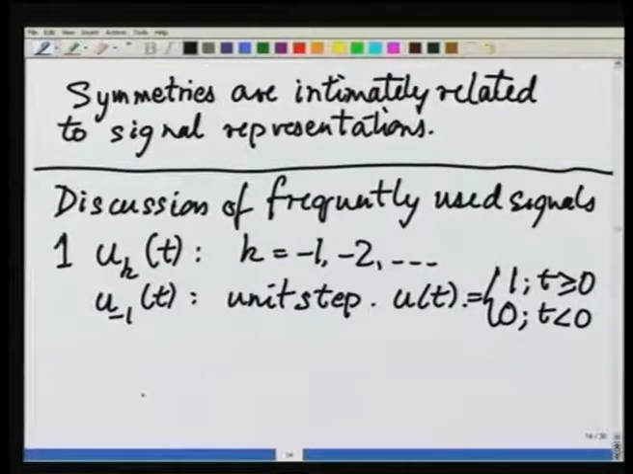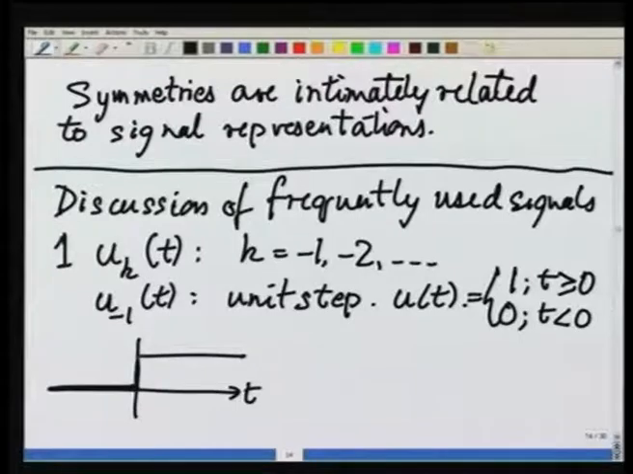Let us make a graph of the unit step. This is t, this is the value for t less than 0, and for t greater than 0 we would have this. u of t. The unit step is the first member of a certain family.